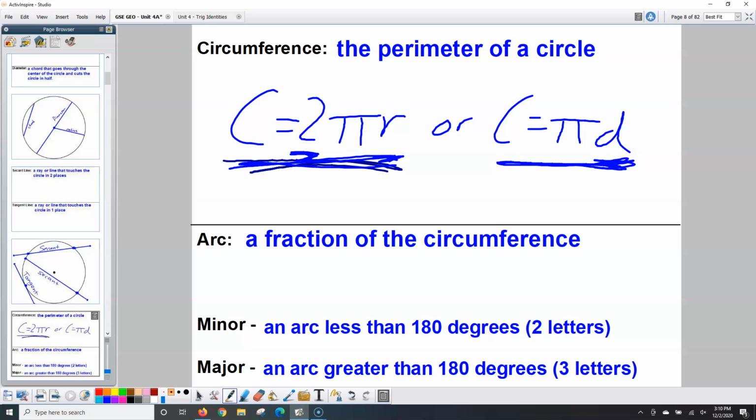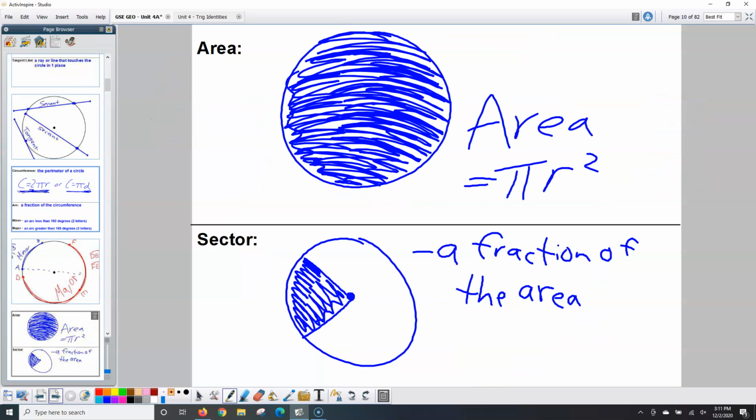An arc is a fraction of the circumference. So if the circumference is like the length of the crust of a pizza, the entire crust of a pizza, taking the length of that, then an arc is the length of the crust of a few pieces. Okay, so let's look at a picture here.